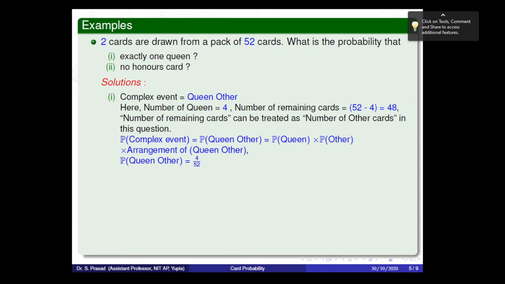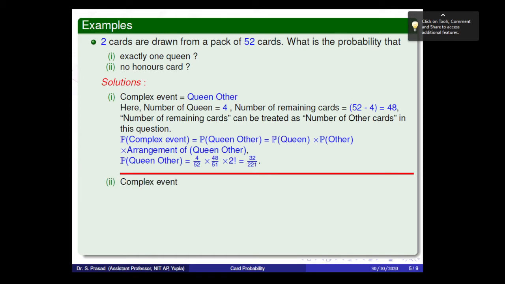Now we write the probability of queen: favorable is 4 and the total number of cards is 52. That's why we write 4 by 52 into others. The number of others is 48, so 48 divided by 51, into the arrangement of queen and other. Since the two cards are different, we write 2 factorial. So this is the answer: 32 by 221.